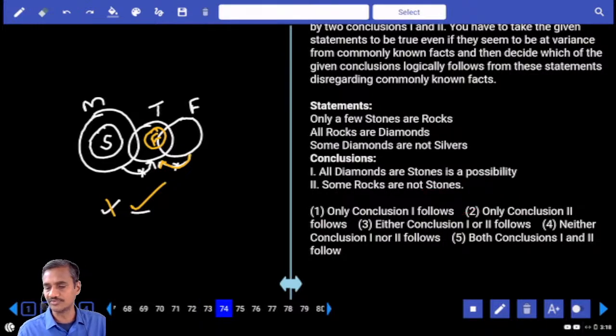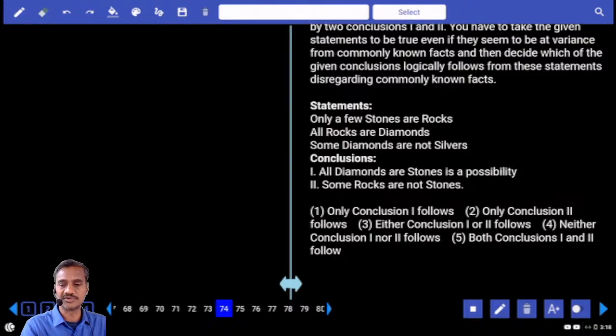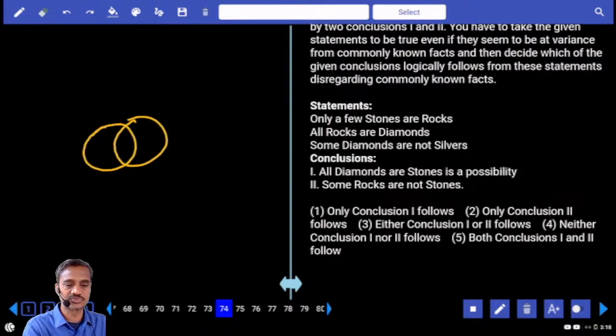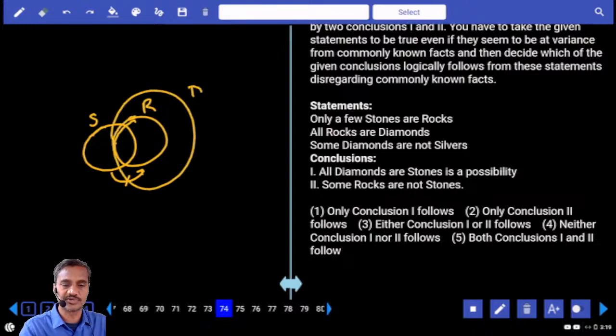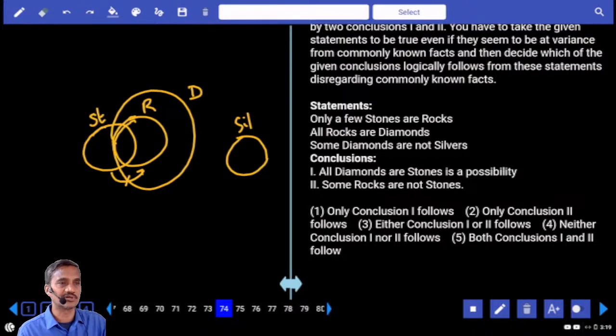The next one, 74. Now in this 74, only a few stones are rocks. Only some of the stones are rocks, but not all. Some stones are rocks and all rocks are diamonds. This entire rock is a part of this diamond, and some diamonds are not silver. Some not we are representing with just a line. Some diamonds are not silver.